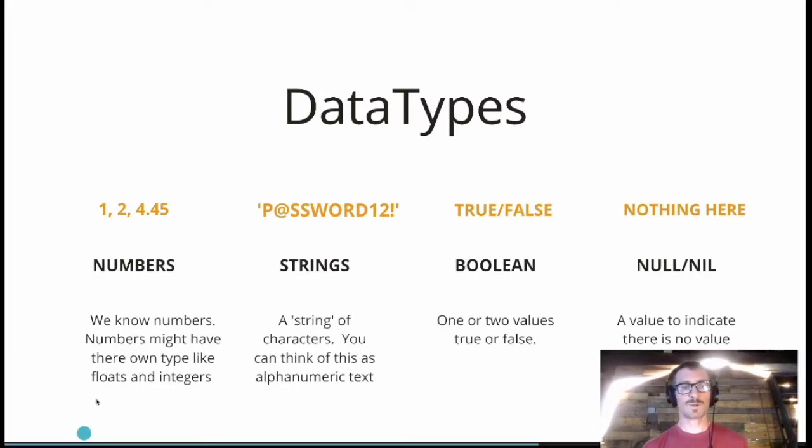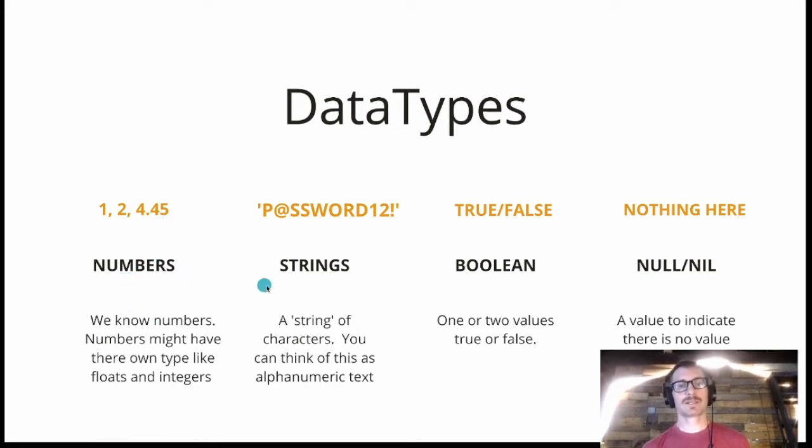So one of the most common ones is numbers. Obviously, there's going to be a lot of numbers in computing and programming languages. Computers are very good at working with numbers. And numbers can even be broken down into things like integers or floats, which are essentially decimal numbers. But that's kind of just at a high level.